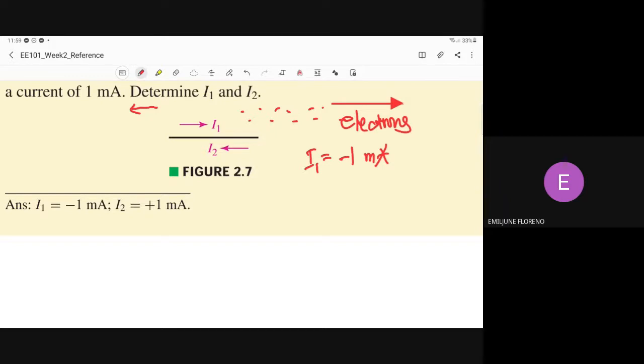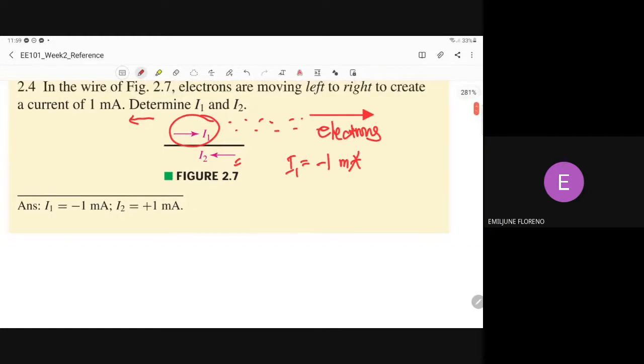So kung ang electrons which is negative, padulong siya from left to right. So kung kani iyang arrow diri, it means that negative na siya nga current. So that would be negative 1 milliampere. Kaya ang atong i-consider is ang positive charge. So padulong siya sa right to left. Mao ni ang I2. Okay?